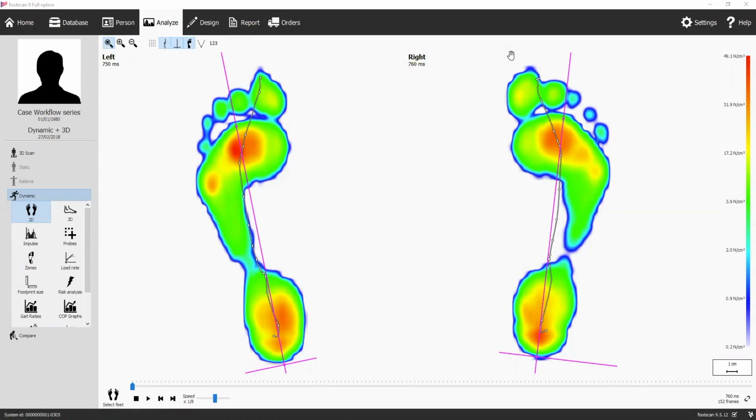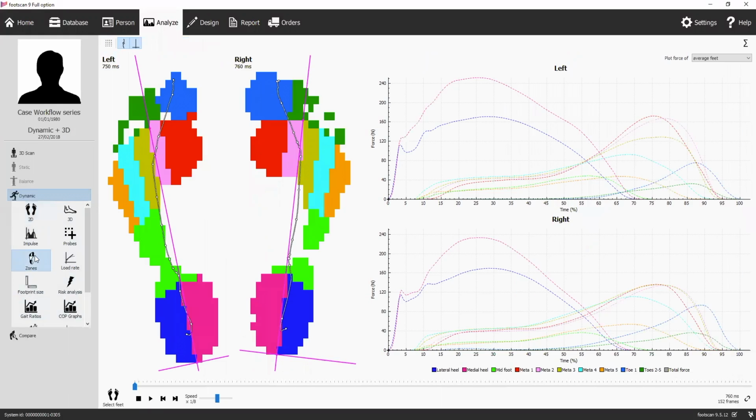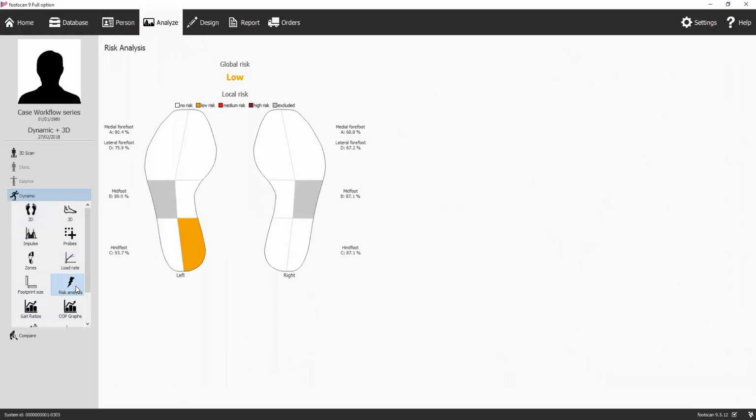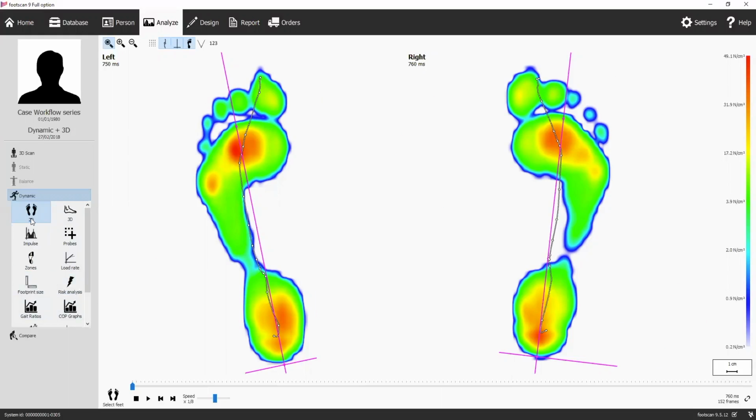In this video, I want to talk you through the analysis of your dynamic assessment. There are a number of tools that can be used for the analysis, but we will mainly focus on the 2D, the zones, and the risk analysis. Let's start with the 2D screen.